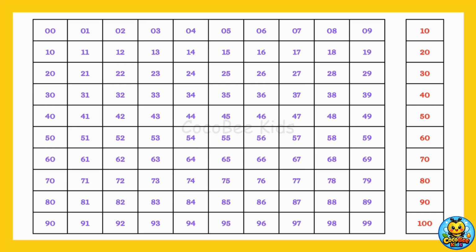Now let's take a quick test to find out how amazing we have gotten with numbers. Tell me, which family does the number 73 belong to? It belongs to the family of 70. And 73 lies between 70 and 80. Great job. Tell me, which family does the number 58 belong to? It belongs to the family of 50. And 58 lies between 50 and 60.